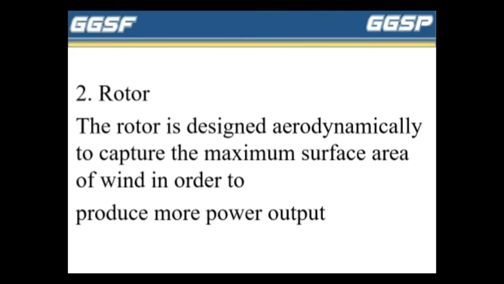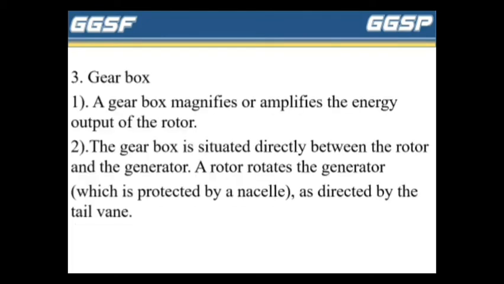The function of the rotor: the rotor is designed aerodynamically to capture the maximum surface area of wind in order to produce more power output. The function of the gearbox: a gearbox magnifies or amplifies the energy output of the rotor. The gearbox is situated directly between the rotor and the generator. A rotor rotates the generator, which is protected by a nacelle as directed by the tailvane.